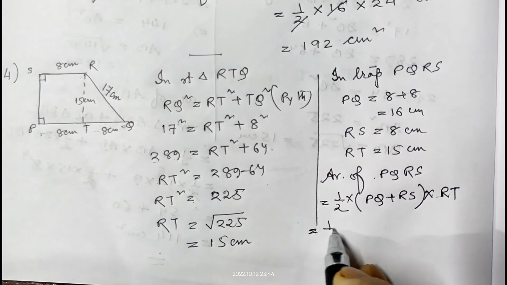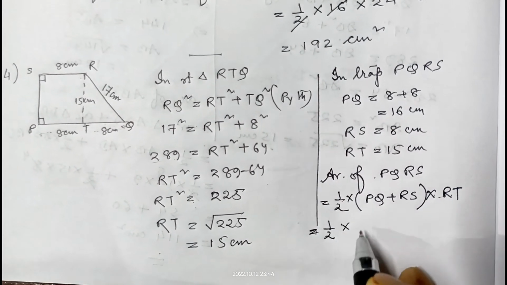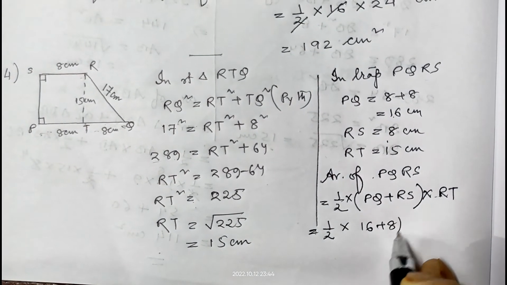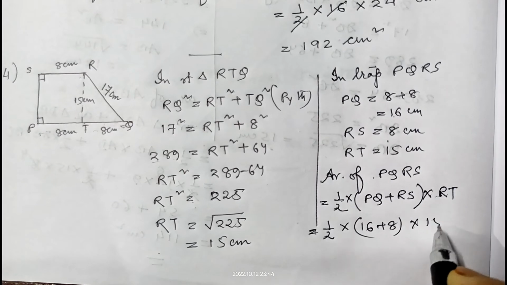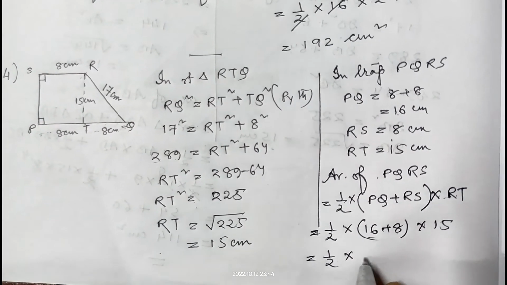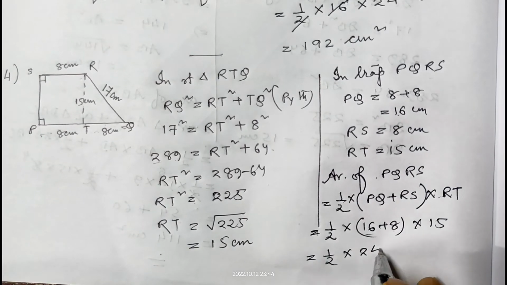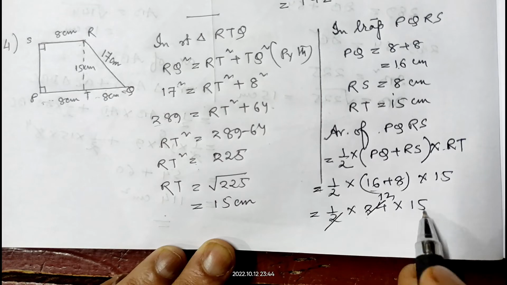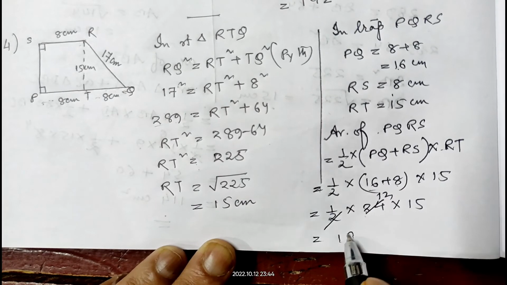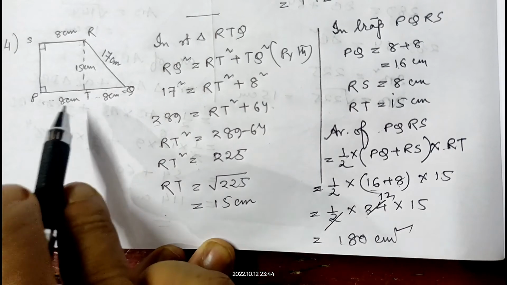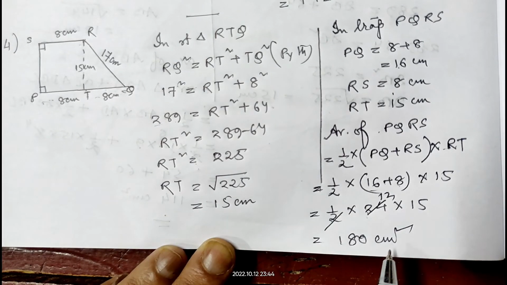So it will be half into PQ plus RS. So it will be 16 plus 8. 16 plus 8 into 15. So half of 16 plus 8, it will give you 24 into 15, half of 24 is 12, and 12 into 15 is 180, so it will be 180 centimeter square. Therefore area of the trapezium is 180 centimeter square.